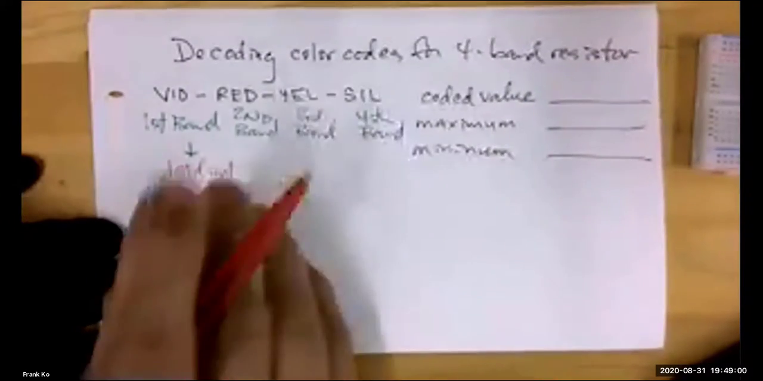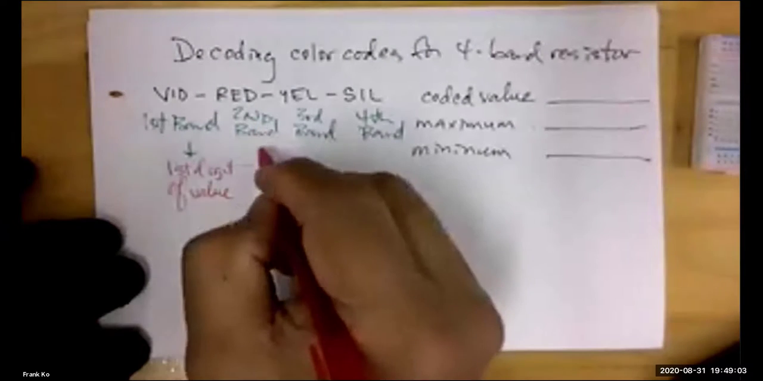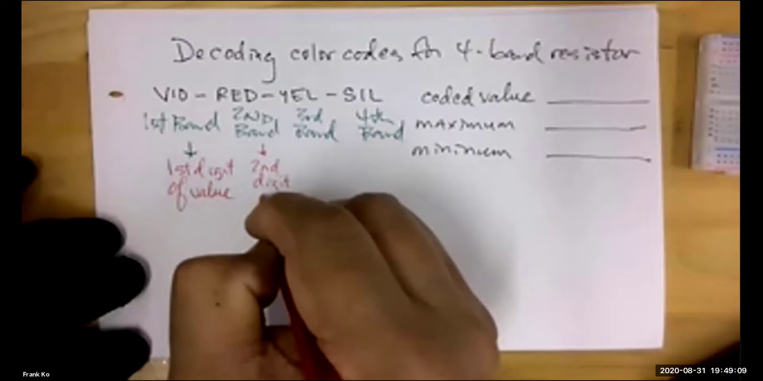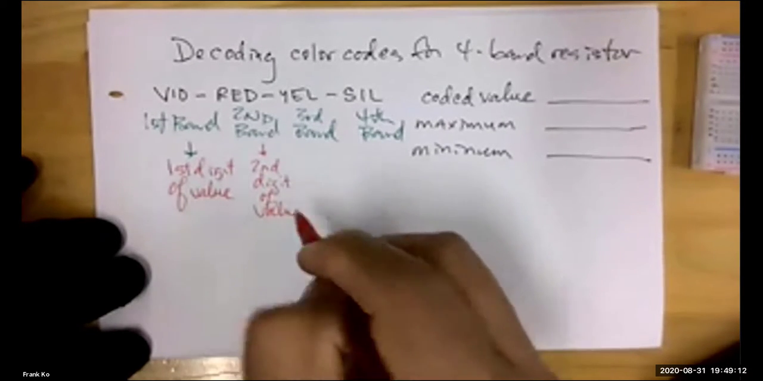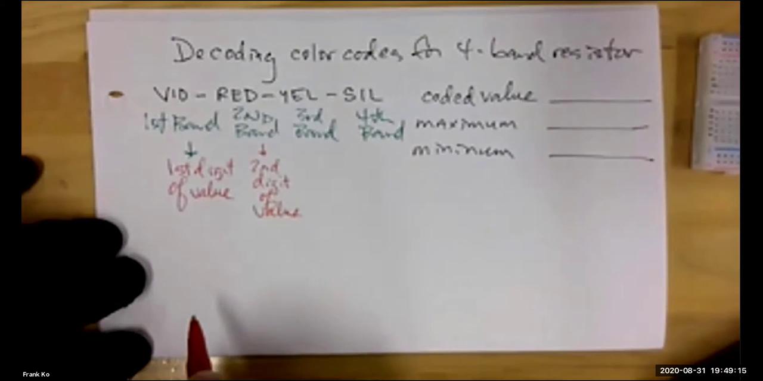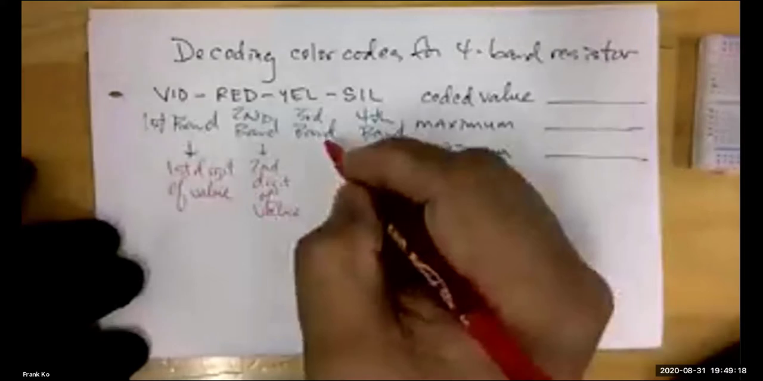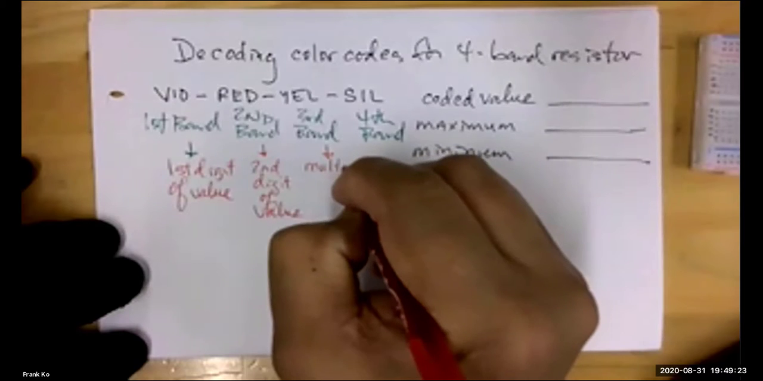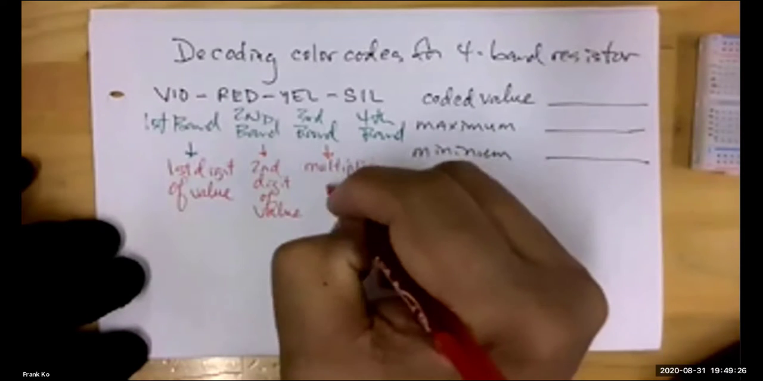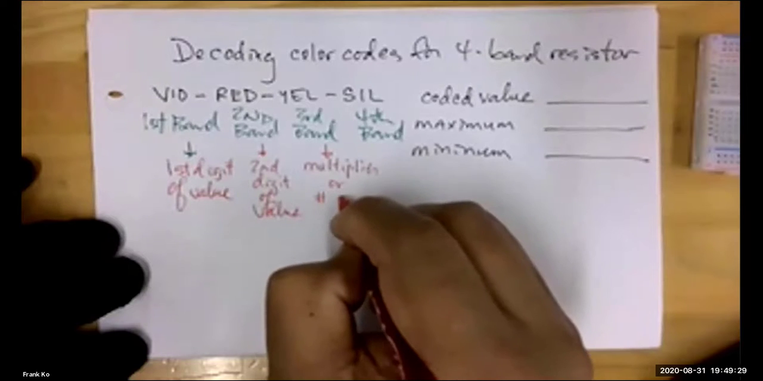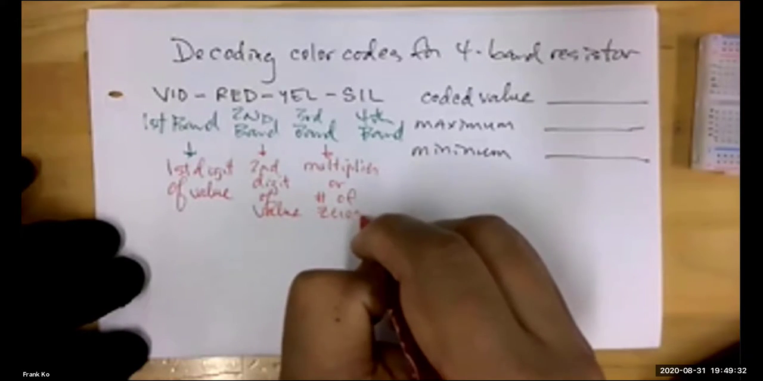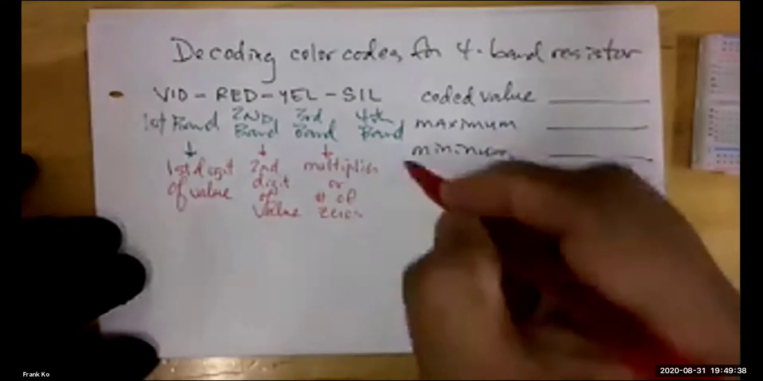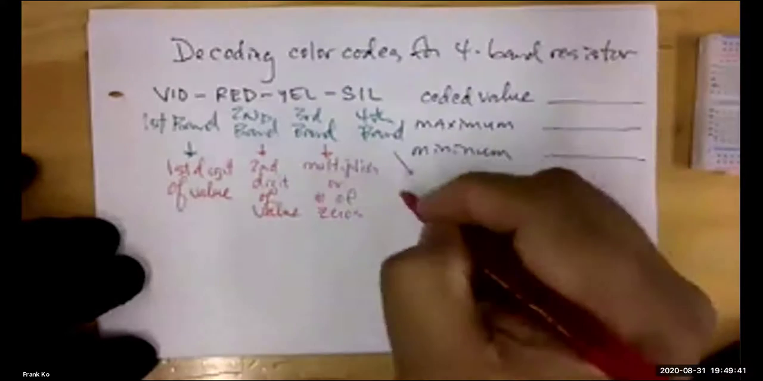And then what does the second band represent for us? Robert? This represents, yes, second digit of the value. Okay, very good. Second digit of the value. What does the third band represent for us, Brad? Multiplier and the number of zeros. Okay, so it could be called multiplier or number of zeros. That's what the third band represents for us. What does the fourth band represent for us, Sarah? Tolerance.